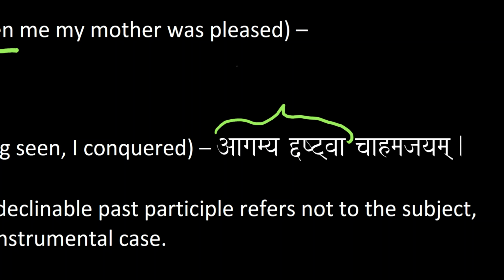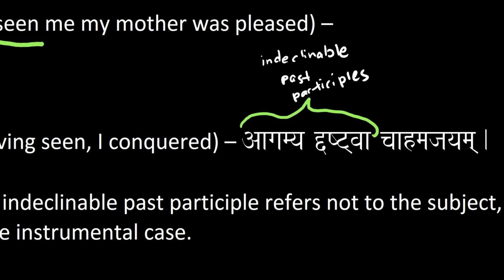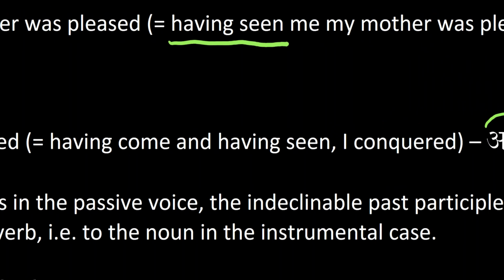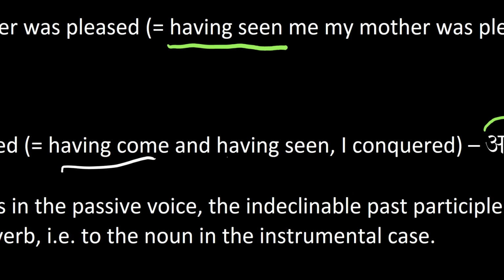Just wanted to change my color here. So they're both indeclinable past participles. Agamya drishtva chaham ajayam. So having come and having seen, I conquered. Having come and having seen, these are the first two actions. And then I conquered is the only one that is being conjugated here.